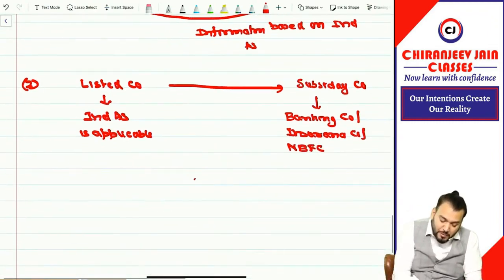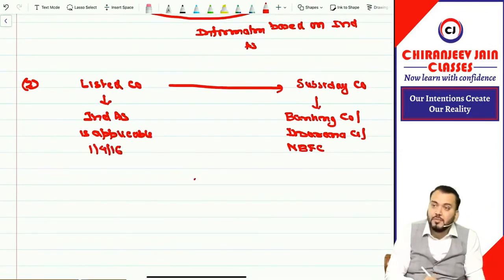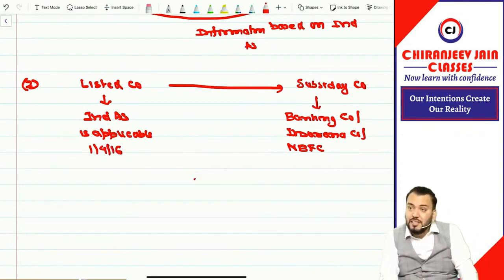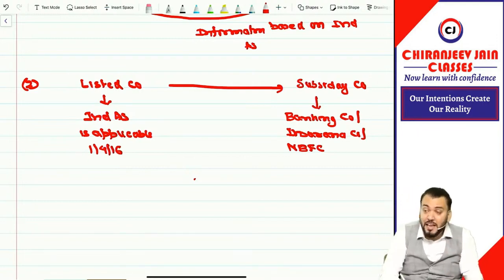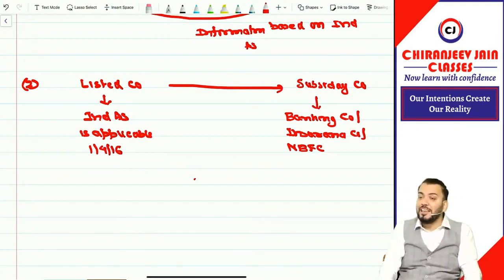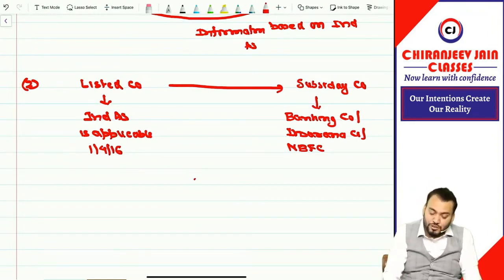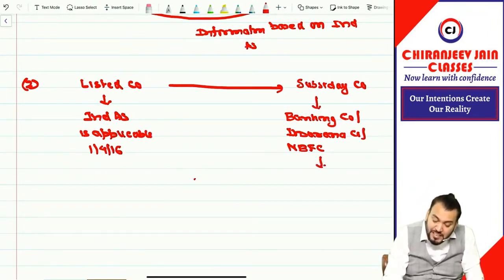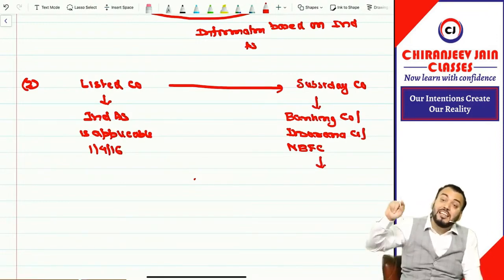Suppose Ind AS was applicable from 1/4/2016, let us assume. Means this company was not a banking company, not an insurance company, not an NBFC. So as per Phase 2, it was mandatory from 1/4/2016. Now they may have a subsidiary which may be a banking company, an insurance company, or an NBFC. Now the question arises, to this subsidiary company whether Ind AS will be applicable from 1/4/2016 or as per their time applicability.